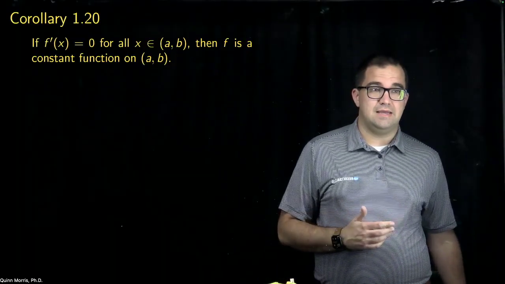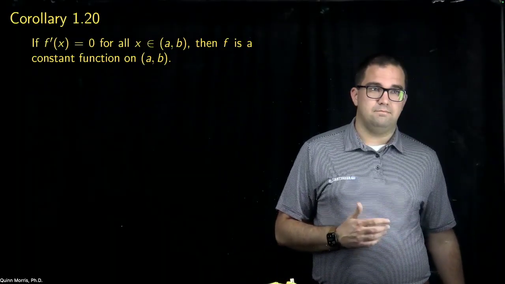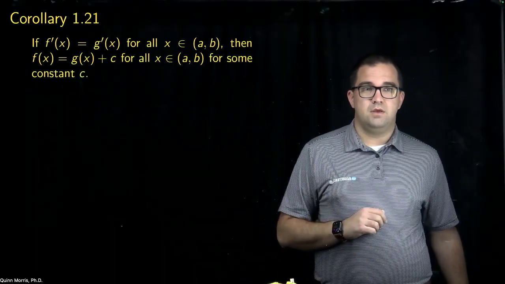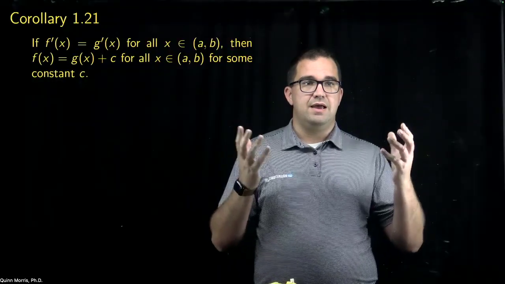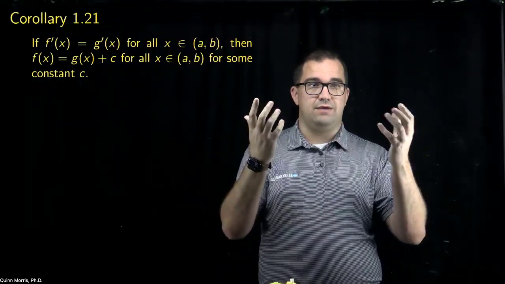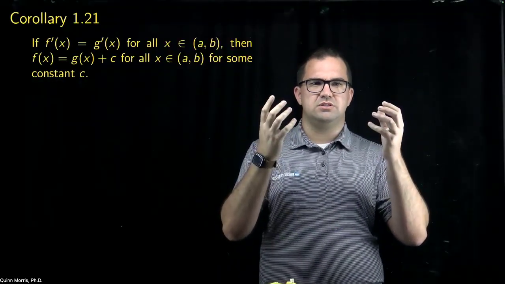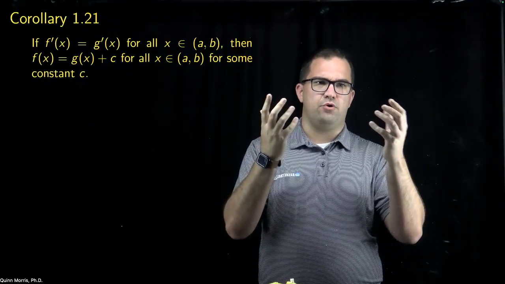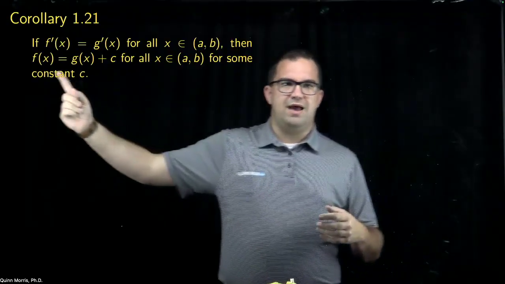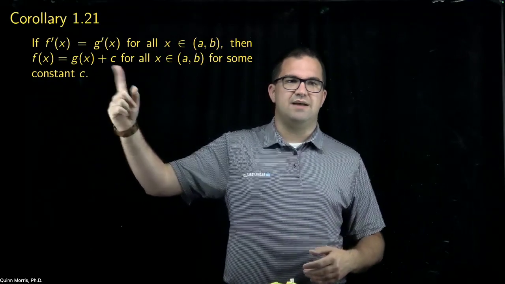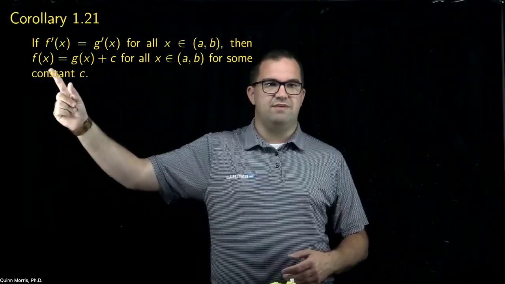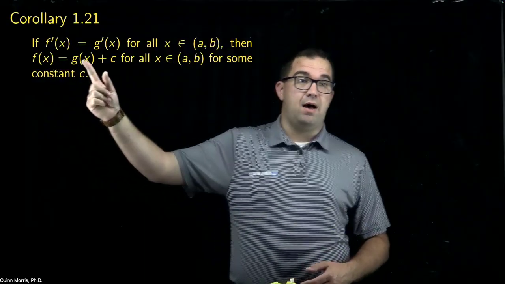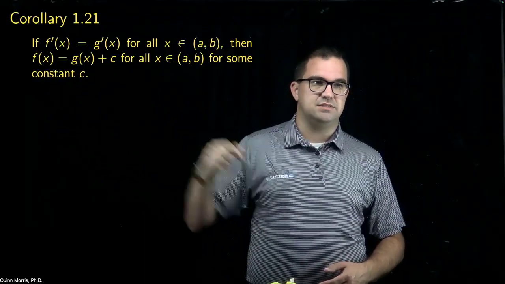That follows immediately from the mean value theorem. Another corollary says if I have two functions f and g, and I know their derivatives are equal everywhere, then those functions can only differ by a constant, right? So f of x must be equal to g of x plus some constant. So if you actually subtracted the g of x over, this would be f of x minus g of x is equal to some constant c.